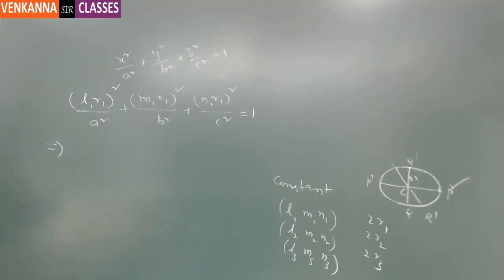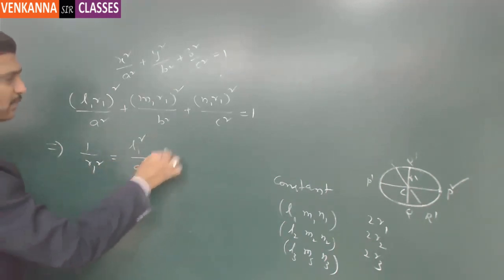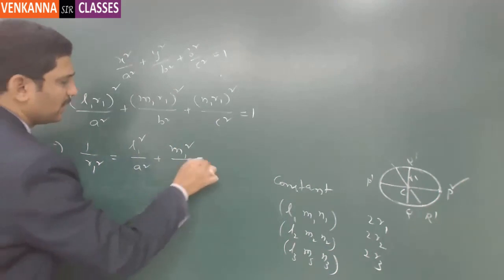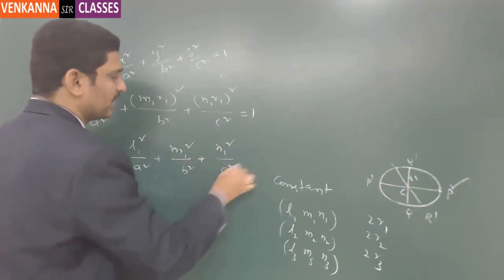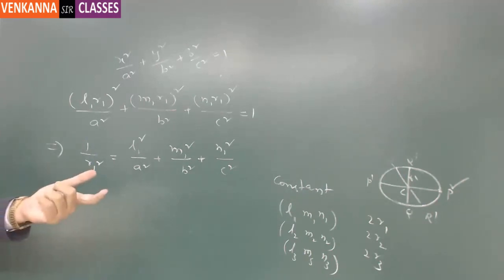So from this, you can say that 1 by R1 square is equal to L1 square by a square plus M1 square by b square plus N1 square by c square. Agreed? Right. Now, I have taken one part CP. Similarly, you have CQ and CR values.